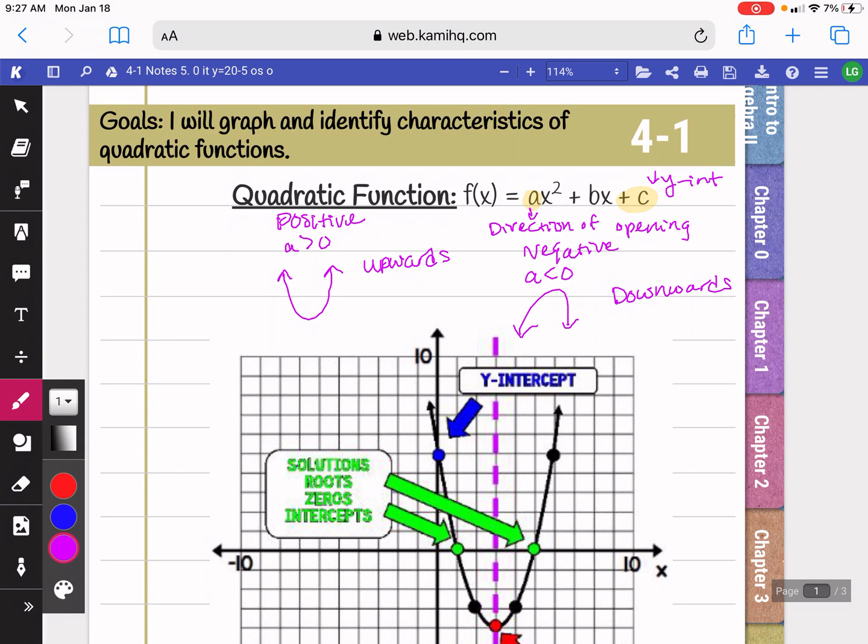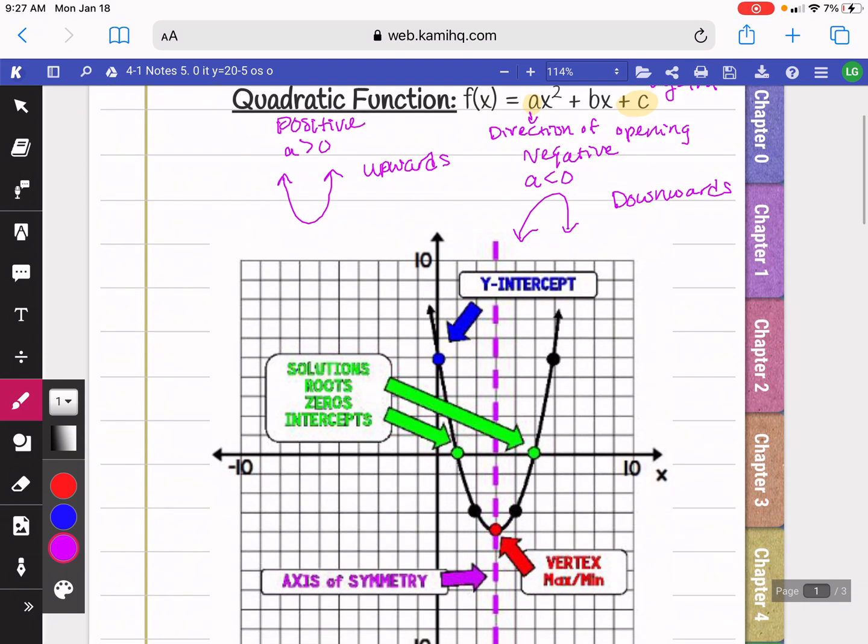And then you have a vertex with quadratic functions. Your vertex is always that midpoint. So if your vertex is on the bottom of the graph, then it's a minimum because it's a low point. If your vertex is on the top of the graph, then it's a maximum because it's a high point. So again, the number in front of x squared, if it's positive, it tells you it's facing up. If it's negative, it tells you it's facing down.